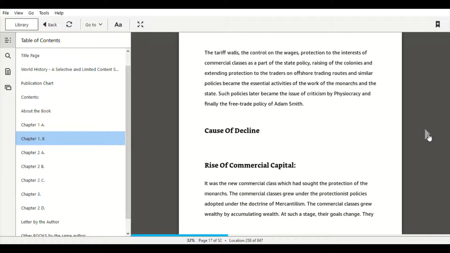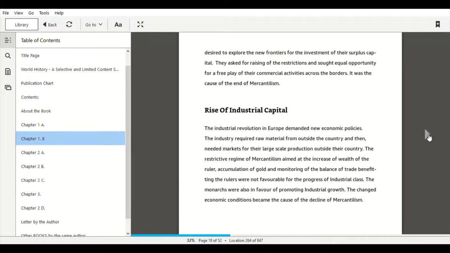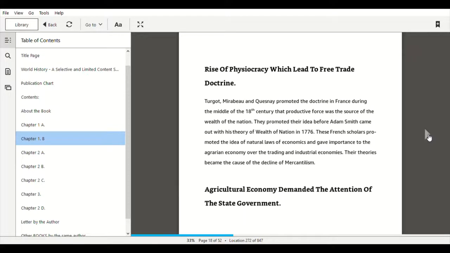What were the causes of decline of mercantilism? It was the rise of commercial capital, then rise of industrial capital, then rise of physiocracy, which led to the free trade doctrine. You will find this point different from other books because I have taken it from the history of economics. You may not find it in the journal textbooks which are available in the market.